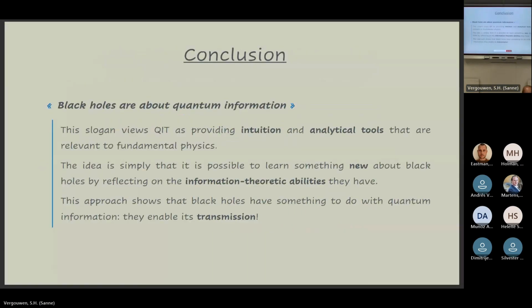So as a conclusion, I want to make clear what we intend with this slogan: black holes are about quantum information. This slogan views quantum information theory as providing intuition and analytical tools that are relevant to fundamental physics. So the idea is simply that you can learn something new about black holes by reflecting on the information theoretic abilities they have. And this approach shows in particular that black holes have to do with quantum information because they basically enable its transmission.